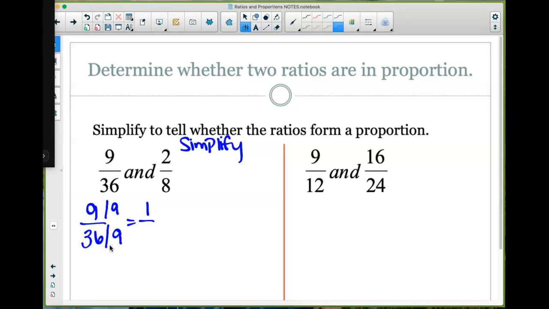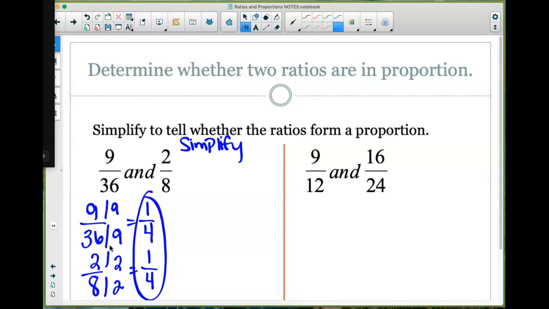And you get 1 over 4. Okay, and then I could take 2 over 8 and I can divide both of those by 2. And you get 1 over 4. And so because they both equal the same thing, they simplify to the same thing, we would say they are proportional. Okay, because they equal the same thing. Okay, so that's one way to do it, by simplifying.